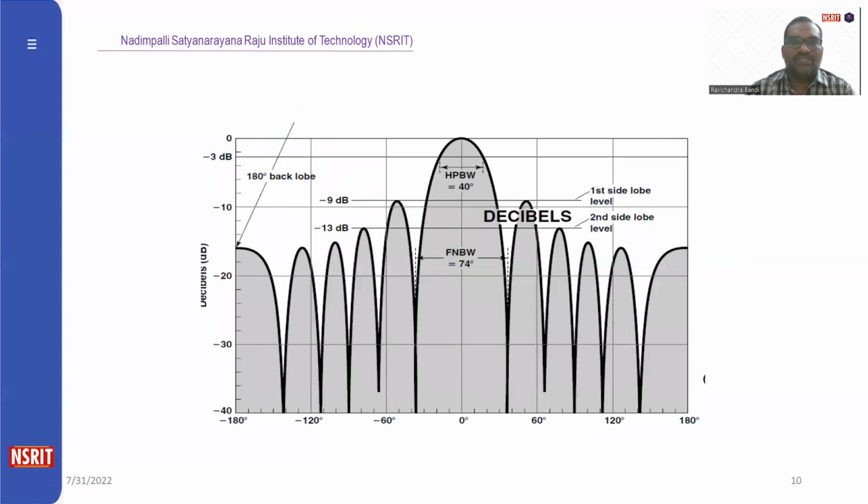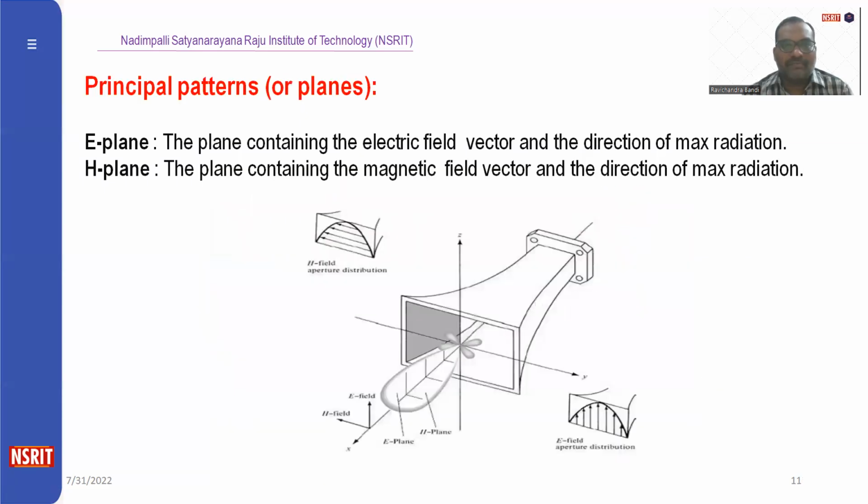So this is the representation of power pattern in decibel scale. The middle one, the bigger one, represents the main lobe. Remaining small elevations represent the side lobes and minor lobes. And the last lobe represents the back lobe. This is the decibel scale representation of power pattern.